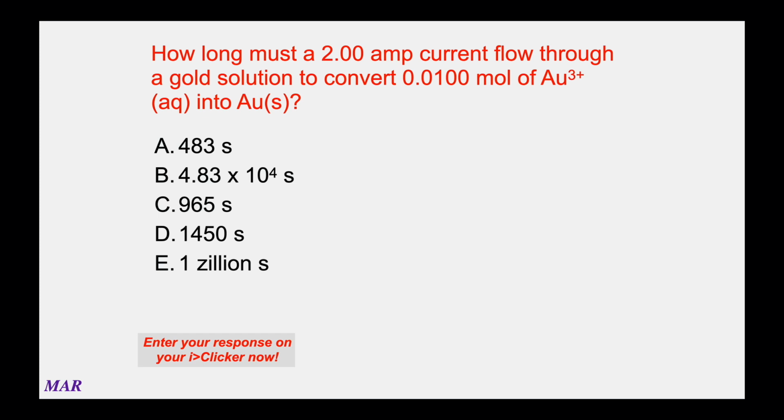But in this problem, we have a current, 2.00 amps, and it's flowing through gold, and we're trying to convert 0.0100 moles of gold 3 plus into gold. So notice it's going to take 3 moles of electrons to turn gold 3 plus into gold. Another thing I'll help you out with here, remember that amps means coulombs per second. So 2.00 coulombs are being delivered per second that this current is going through.